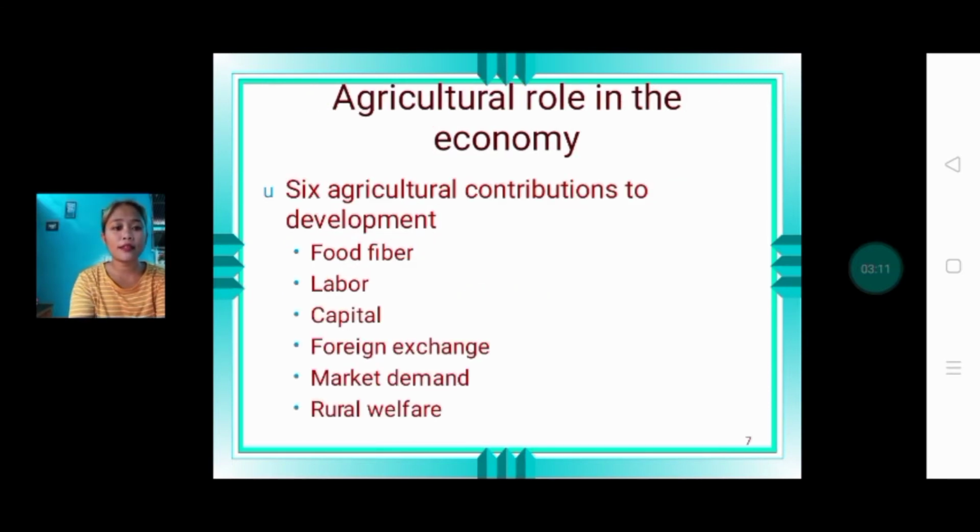Next is let's talk about the agricultural role in the economy. There are 6 agricultural contributions to the development. What are those? Those are food, fiber, labor, capital, foreign exchange, market demand, and rural welfare. Those 6 agricultural contributions are very known in our community and in our business, right?